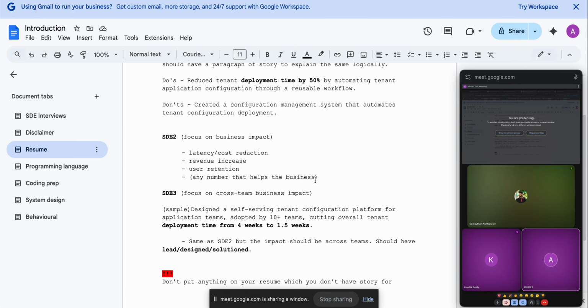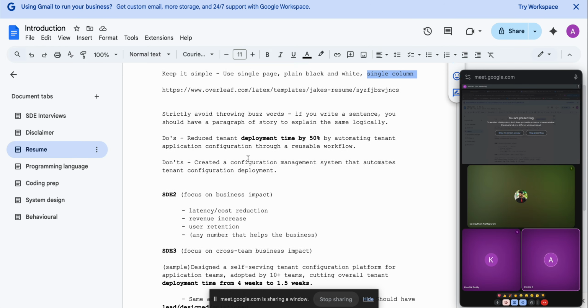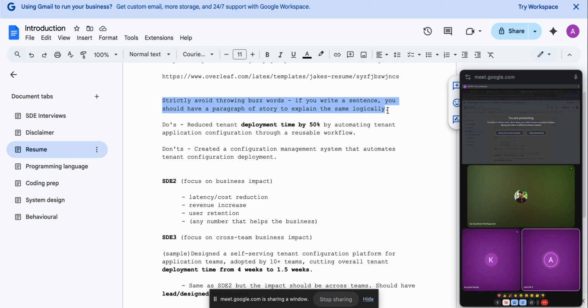For the resume, I have prepared some sample bullet points that you can use. This Jake's resume, right? This is a very good, popular resume that you can make use of. I'll post this in the Telegram channel as well, right? You can follow this standard format. You need to make it a single page resume. Make sure you're not using any different colors and things. Black and white should be enough. And the resume should be a single column resume. And these are all standard instructions.